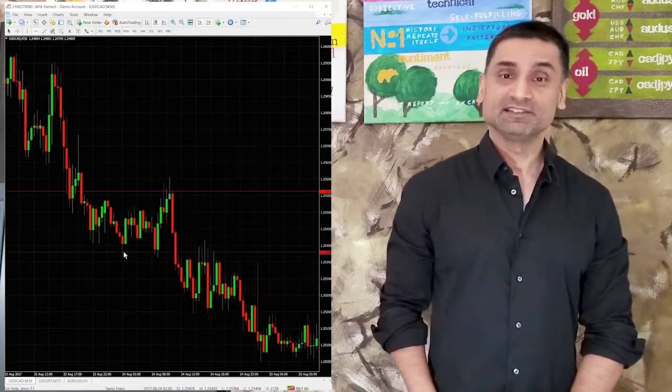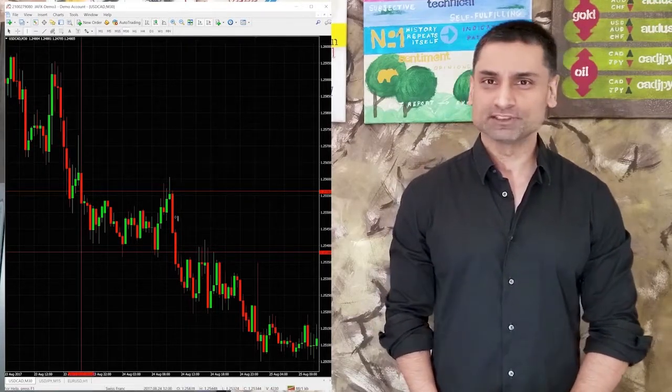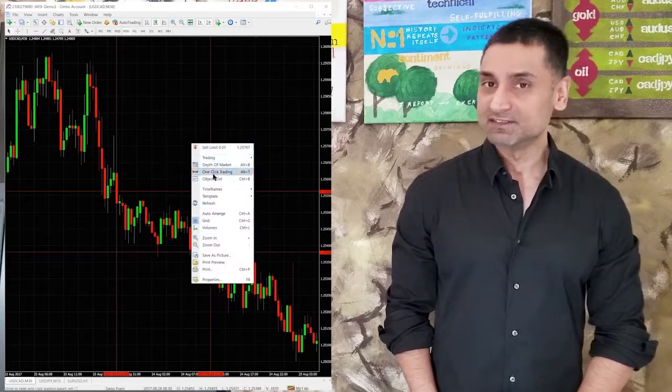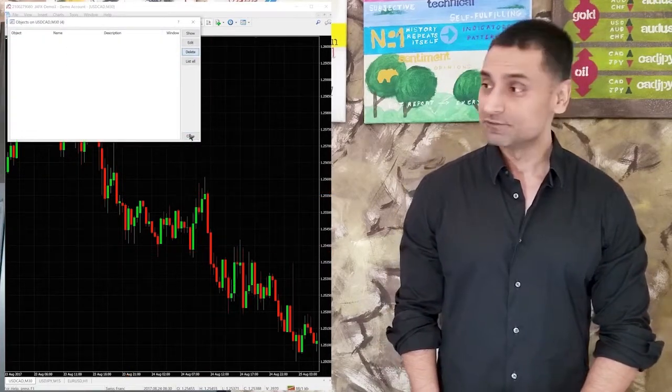To delete these lines from your chart, just right click on the chart and then choose objects, and then click on one and then delete. You can delete them all if you want.